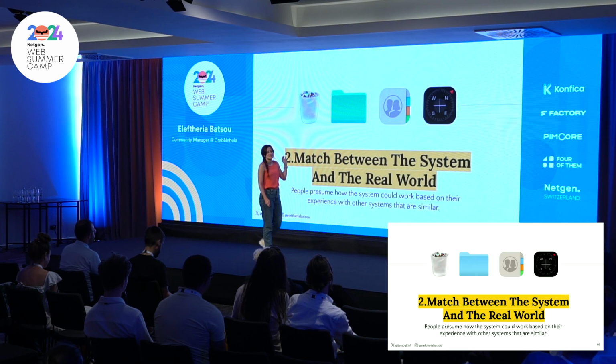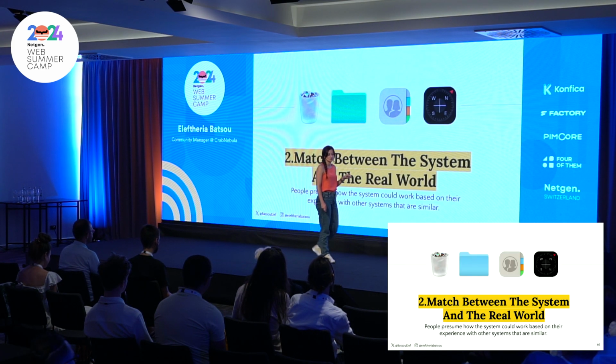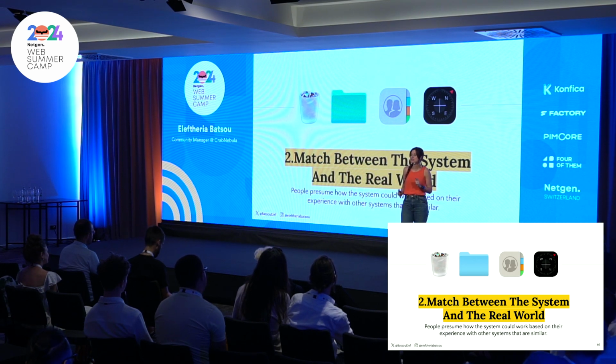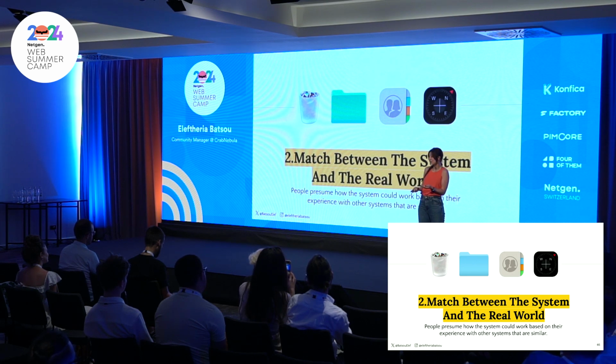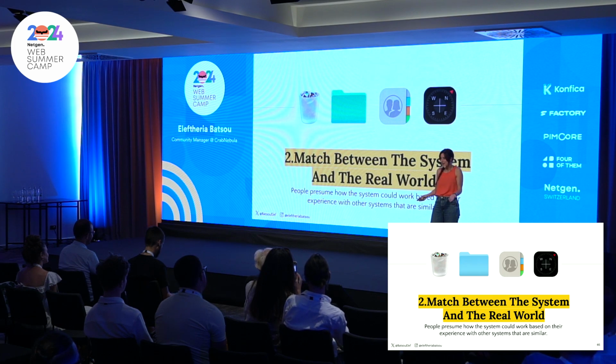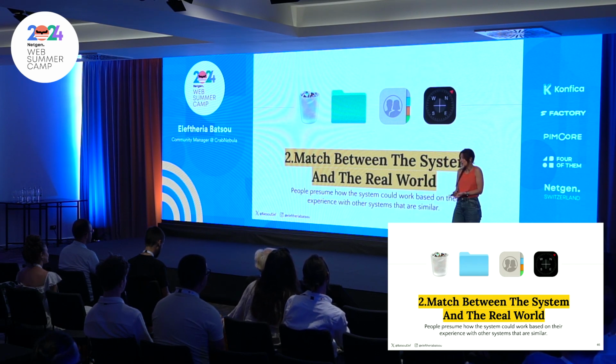Next thing, match between the system and the real world. People presume how an application is working based on the experience that they already have from other applications. So don't try to change everything. You can actually even help them by having similar actions as we have in other products. For example, copy and paste. They work everywhere in the same way. You don't have to change copy and paste because people already know that.